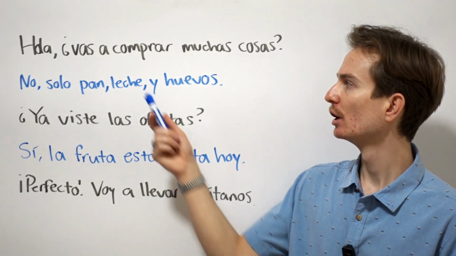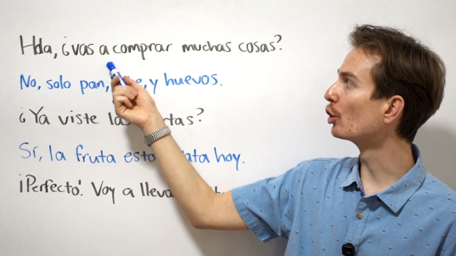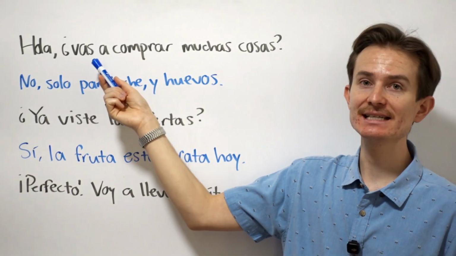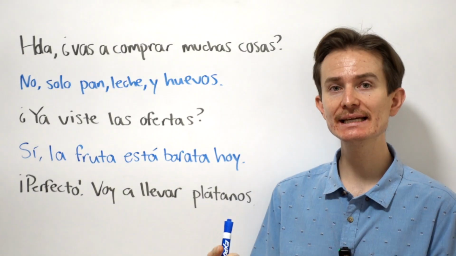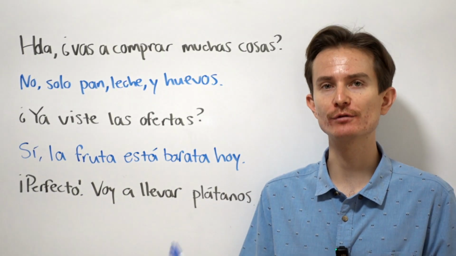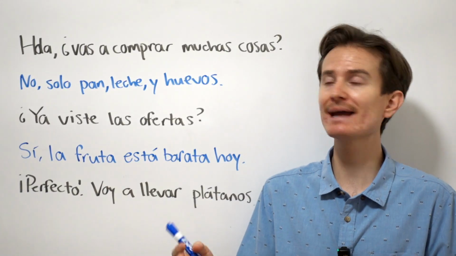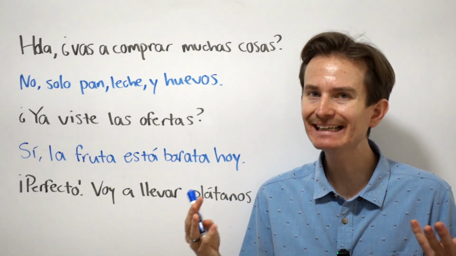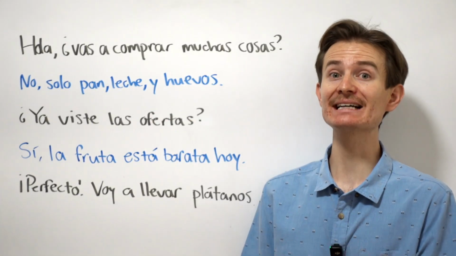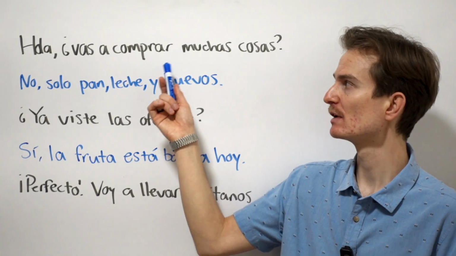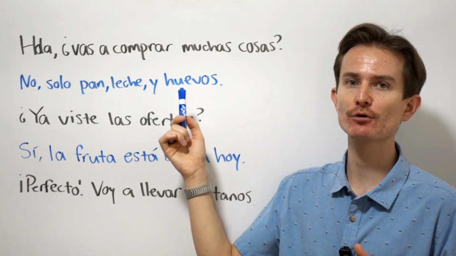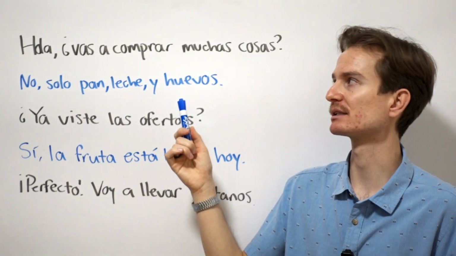So let's take a look. Hi, are you going to buy lots of things or many things? This idea of vas a comprar is ir plus a plus infinitive. That's what we call the informal future, and it's probably the way that we speak in the future 90% of the time in Latin America. You may have heard something like comprarás, which is the simple future, whereas this is the informal future, and we use it most times in Latin America. So it's an easy formula you can follow, just ir plus a plus infinitive.